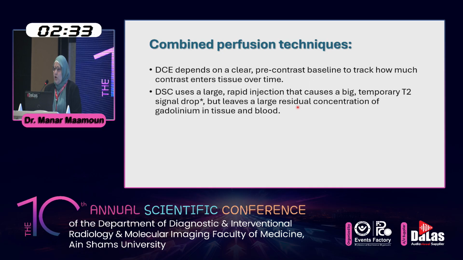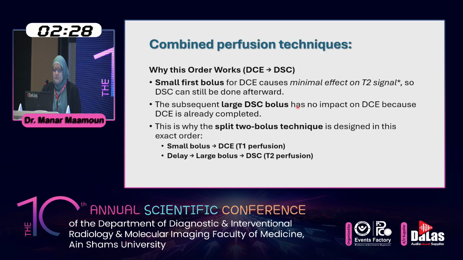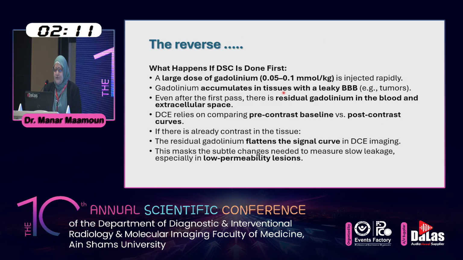Okay, we should start with T1 perfusion and not T2 star perfusion, because the small bolus we give at the start does not disrupt the T2 star perfusion. T2 star perfusion is not disrupted by the 25% of the dose we inject first, while the reverse is not true.